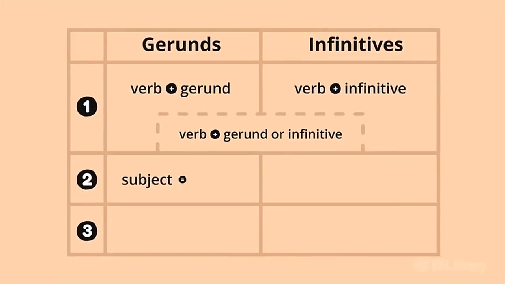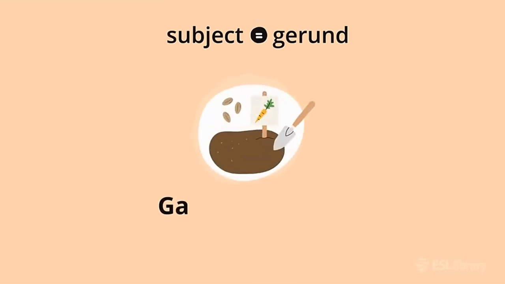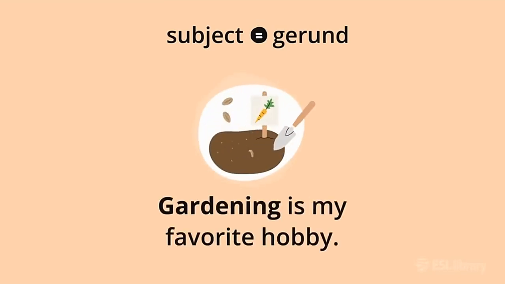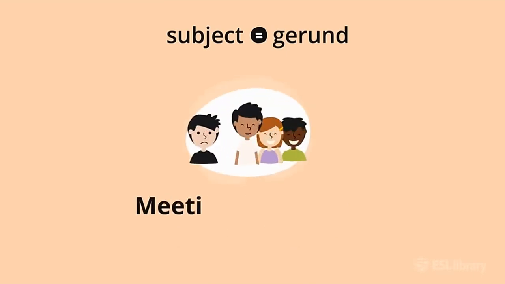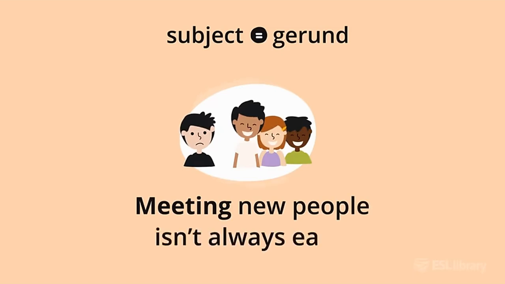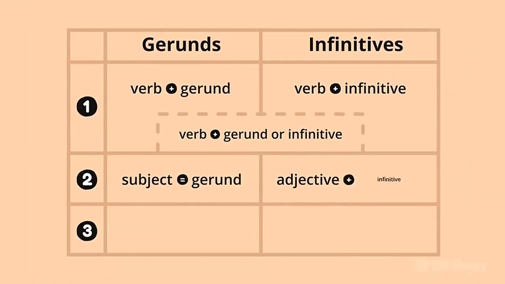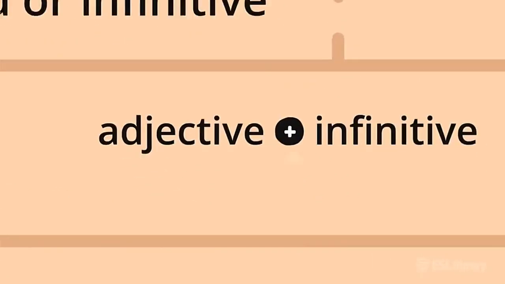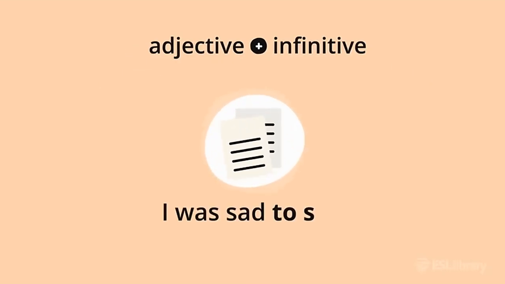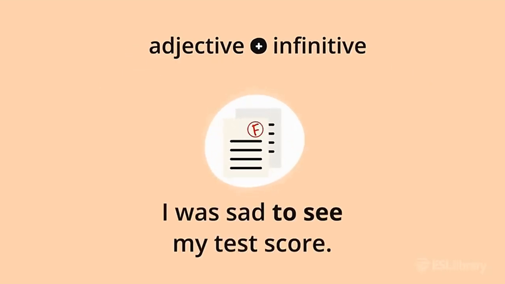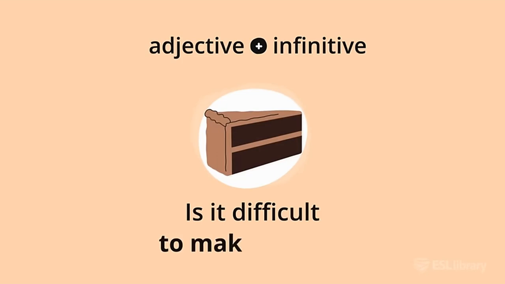The subject of a sentence is usually a gerund. For example, gardening is my favorite hobby. Meeting new people isn't always easy. After an adjective, we usually use an infinitive verb. For example, I was sad to see my test score. Is it difficult to make a cake?